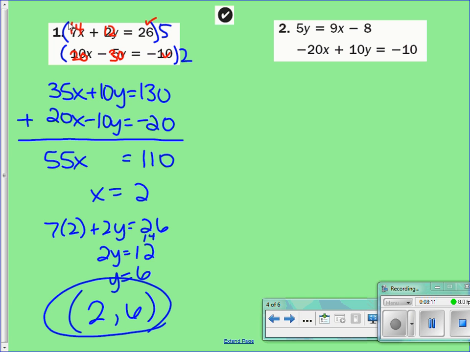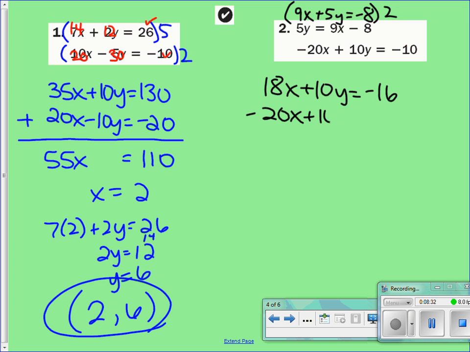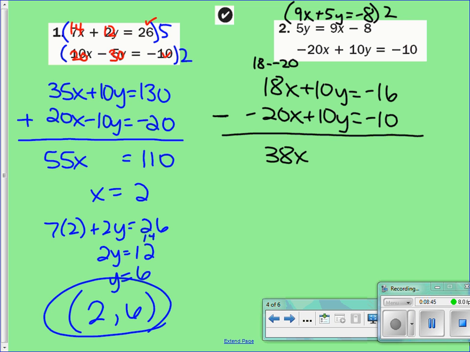All right, so folks, let's take a look at what we've got here. Let's get this so it's pretty. 9x plus 5y equals negative 8. And you know what? I can multiply this equation by 2, and then my 18x plus 10y matches the y coefficient here. But I'm going to have to subtract these because they're 10y and 10y. And careful, 18 minus negative 20, 38x, and negative 16 minus negative 10.